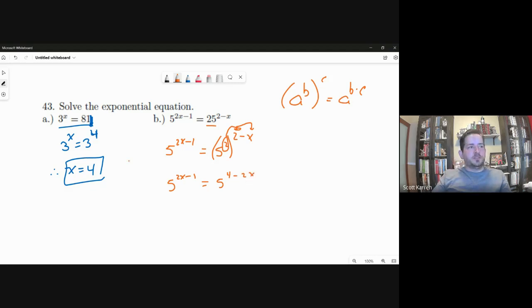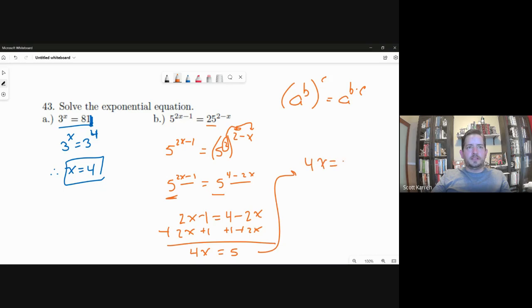And now I have the same situation where I have the same base, 5 raised to one power is equal to 5 raised to another power. So those powers must be the same. And then I can solve it and just have a nice linear equation here. So I'll add 2x to both sides. I'll add 1 to both sides. And this gives me 4x equals 5. And then, of course, if I divide each side by 4, this gives me x equals 5/4.